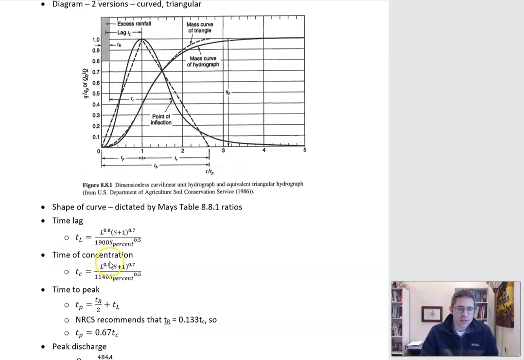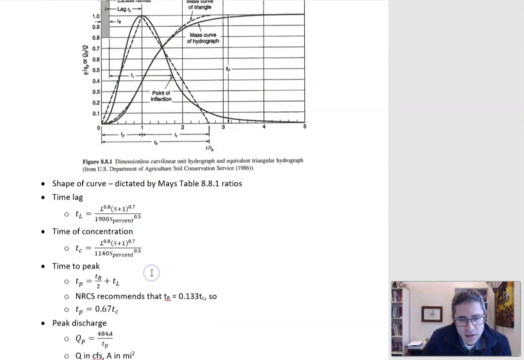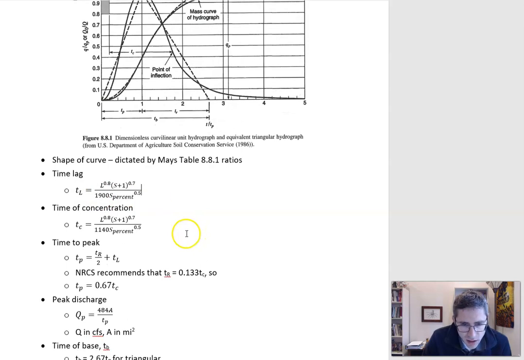Now we have this time of concentration, T sub C. T sub C is shown here. It's this time from the end of the rainfall to this inflection point on the curvilinear graph. It's not that important exactly what that is. Just see that this equation is really similar to this one. It just has a different factor right here, 1140 instead of 1900. And that's because they're related, and we'll see that here.